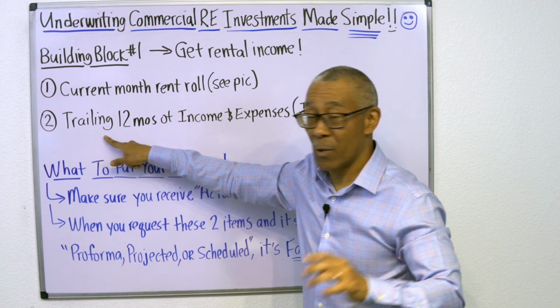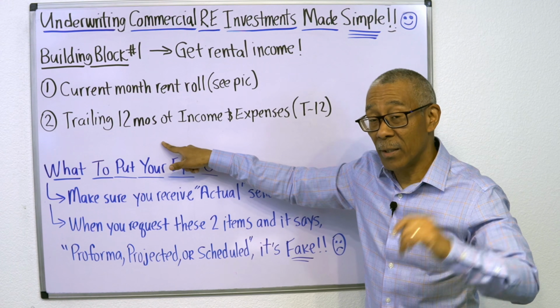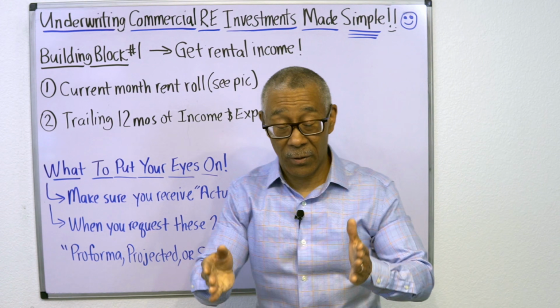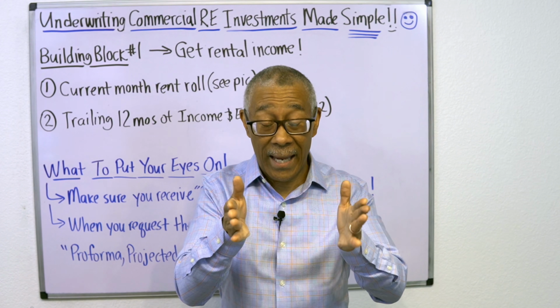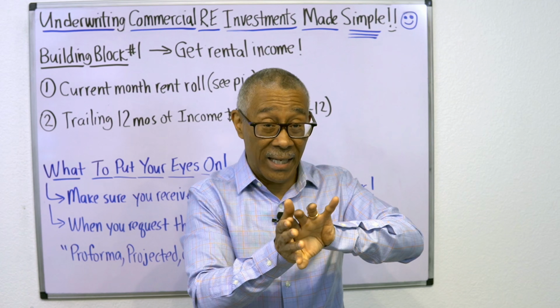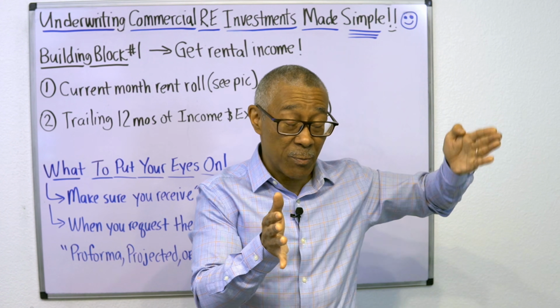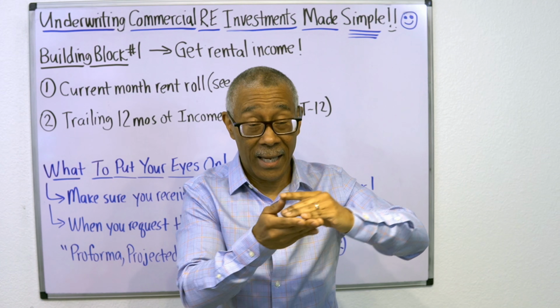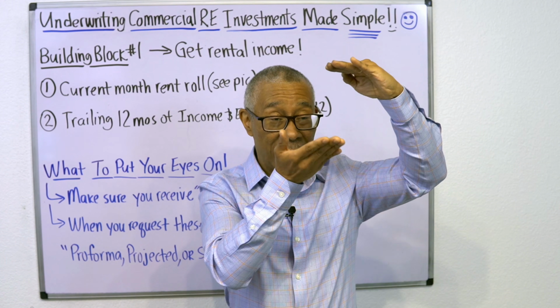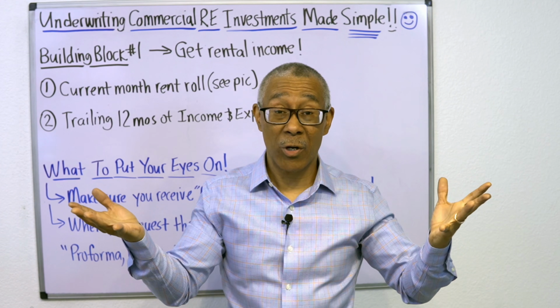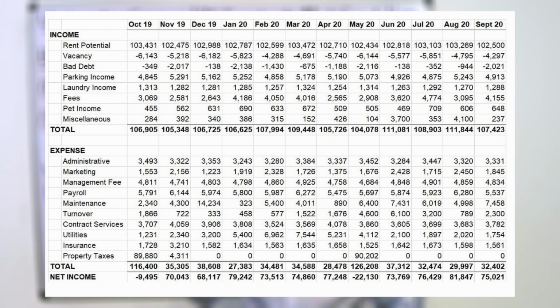Number 2 is get what we call a trailing 12 months of income and expenses. That means if you have your deal today, whatever month is today, you want to get at least 12 months going back of income and expenses leading up to today. The top part of the page will have the income and the bottom part of the page will have the expenses. A picture of a typical T12, trailing 12, will appear on the screen, so again, you can see exactly what you need to get.